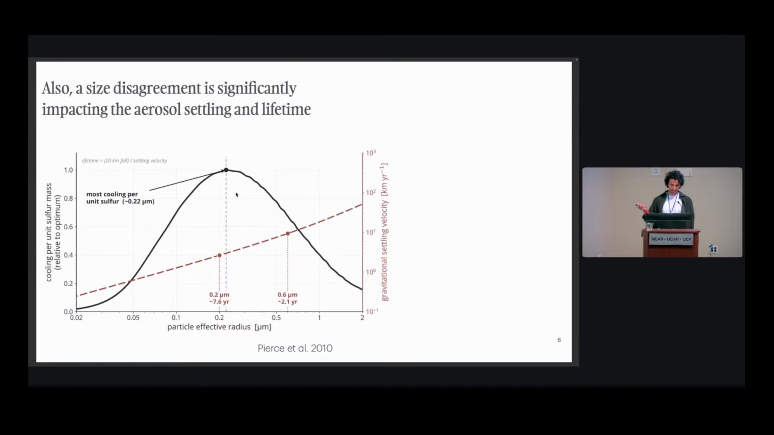Consequently, if you look at the gravitational settling, the lifetime of the particles is going to be vastly different. In this case, I just assume 20 kilometers up in the atmosphere for 200 nanometer particles and 600, and you see a factor of 3 difference in terms of lifetime. So it's very sensitive to what your effective radii are. This is the motivation for doing the model comparison and seeing why the models are different.